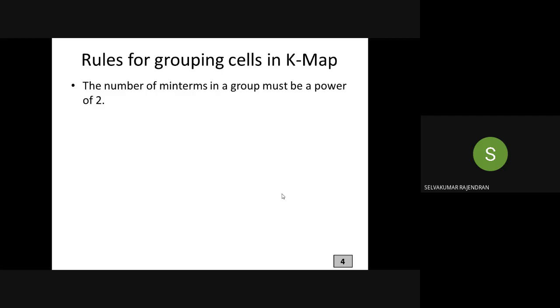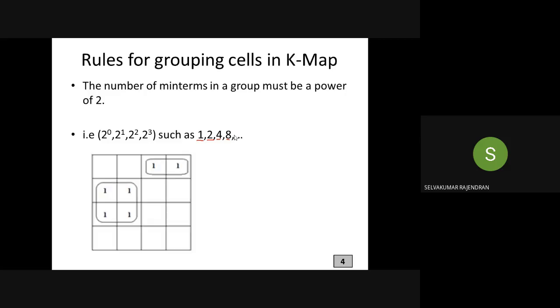The number of min terms in a group must be a power of 2. While grouping, the number of ones, or min terms, should be a power of 2. That means 2 power 0, 2 power 1, 2 power 2, 2 power 3, like that. So you can group one min term, or two min terms, or 4 or 8 or 16, 64, like that. The number of min terms in a group should be a power of 2, right?